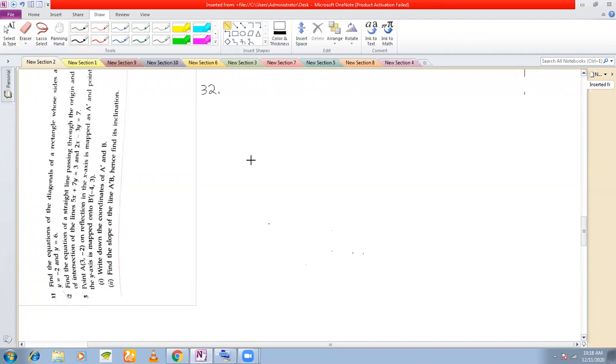The straight line will pass through the origin. We want the equation of the straight line. It will pass through the origin, and not only that, it will pass through the intersection of two straight lines also.